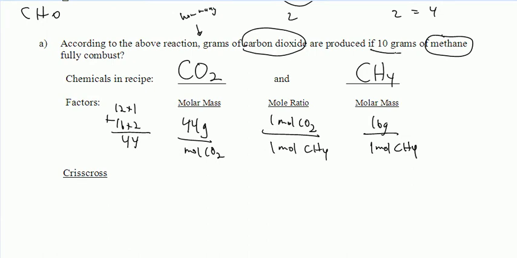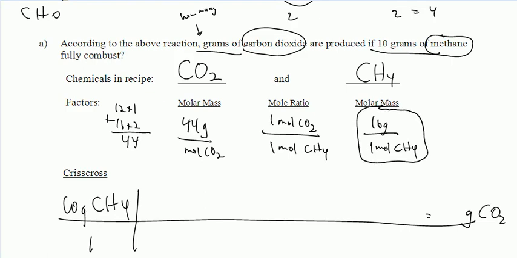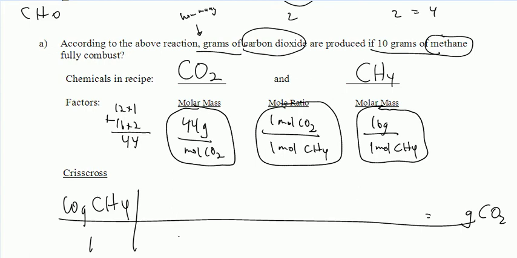Our crisscross. You have 10 grams of methane, and you want grams of CO2. Start from left to right. Grams CH4, so we're going to have to use the molar mass of CH4. Grams CO2, so we're going to have to use the molar mass of CO2. And we always have to use the mole ratio bubble. Here we go. Grams CH4 in the bottom, because that's what you got. There it is, right there. 16 grams of CH4 per every 1 mole of CH4.